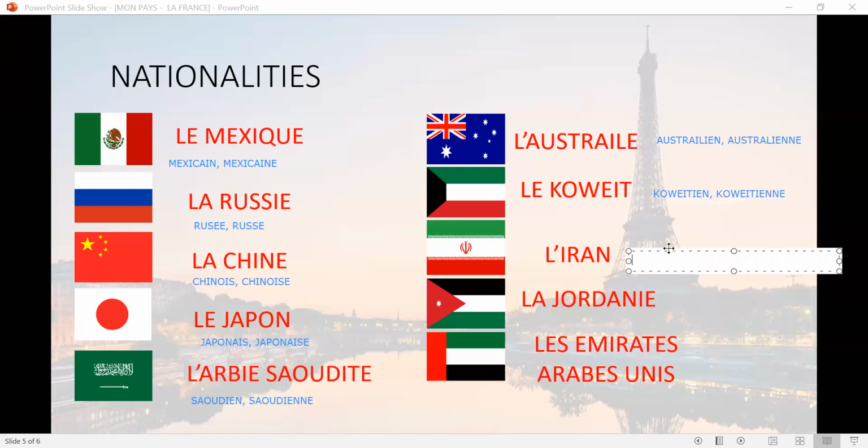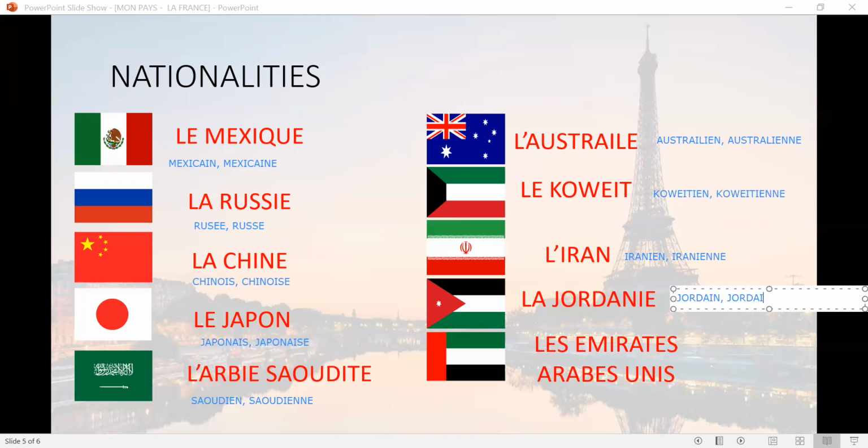Its nationalities will be written as Iranien, and in the feminine it will be written as Iranienne. The difference is that over here N-N-E comes. Then we have La Jordanie. La Jordanie is Jordan. So we have its nationalities as Jordanien, and in the feminine Jordanienne. I've written it wrong, so Jordanien, and on the other side we have Jordanienne. So here is the difference.